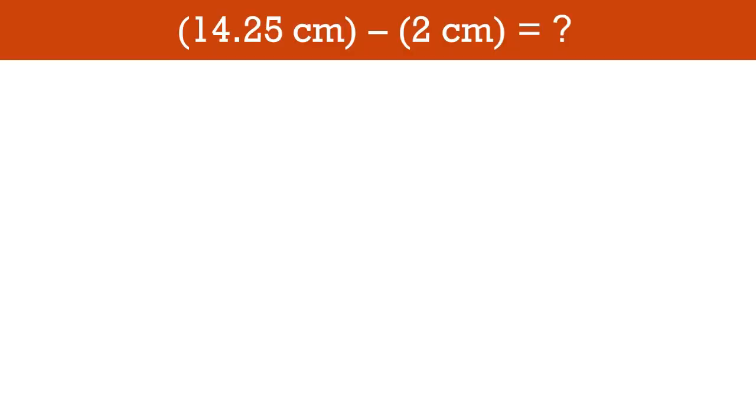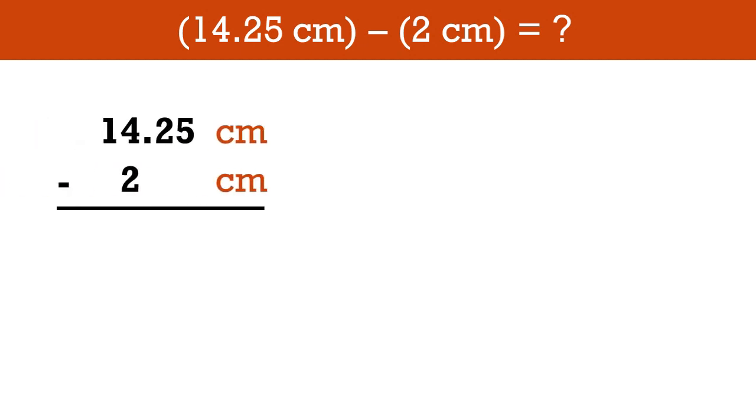One last problem, 14.25 cm minus 2 cm. When I encounter problems like this, I usually rewrite the problem vertically. In this way, I can easily see and count the number of decimal places in each number. The answer here is 12.25 cm.